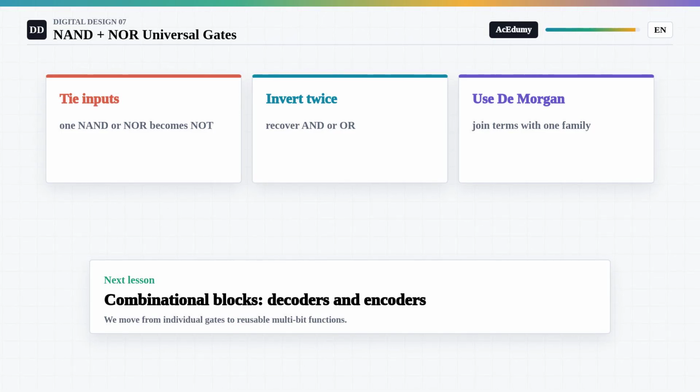Universal gates matter because real designs can be standardized around a small library of repeated cells. Next, we will combine gates into larger functional blocks, beginning with decoders and encoders.